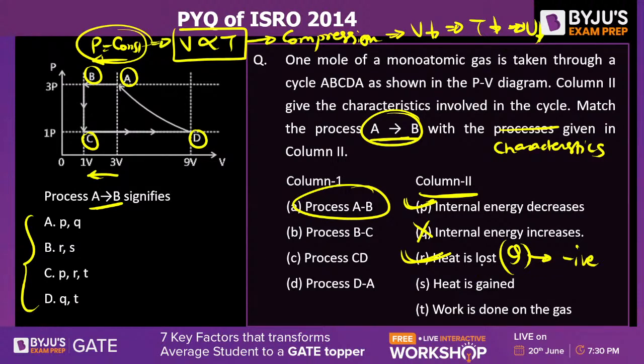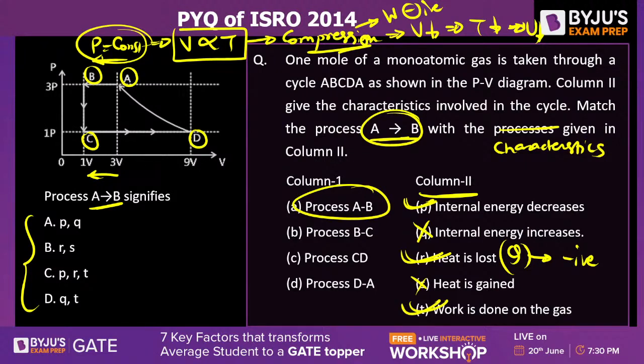Heat will be lost, and because it is a compression process, the work is also negative. Work is done on the system. Work is done on the gas, isn't it? Compression work is done on the gas.